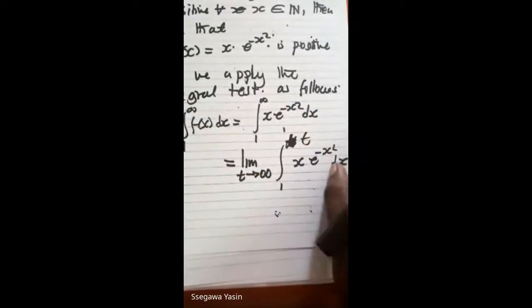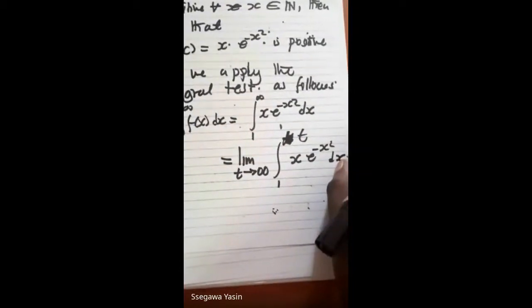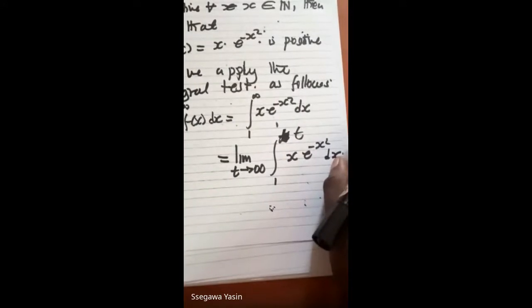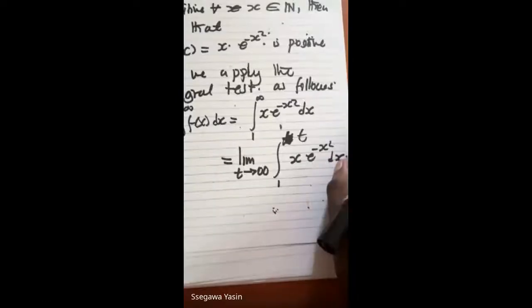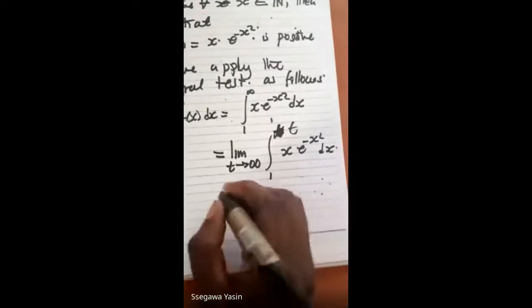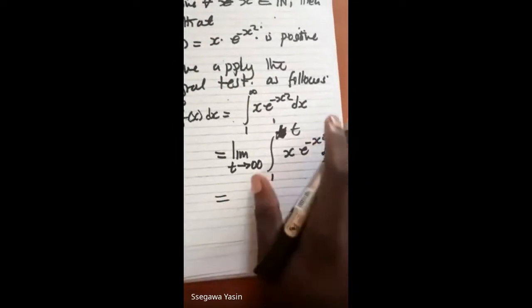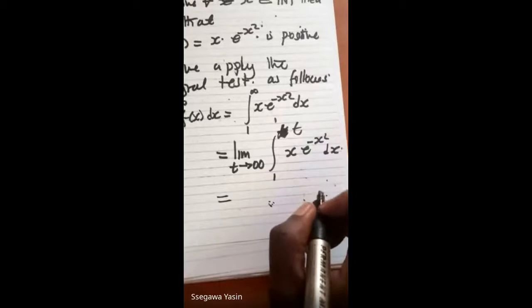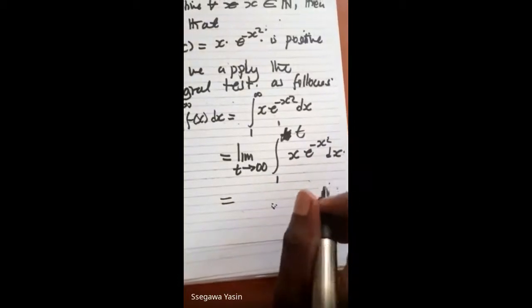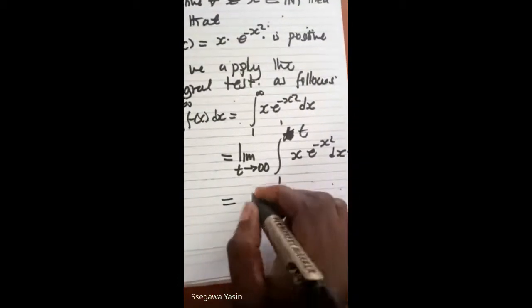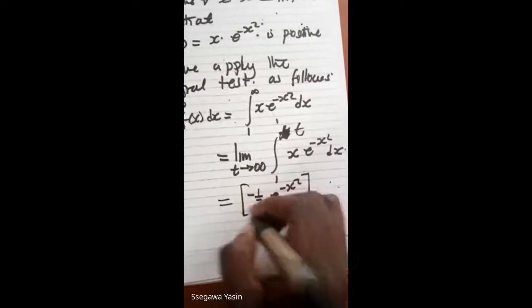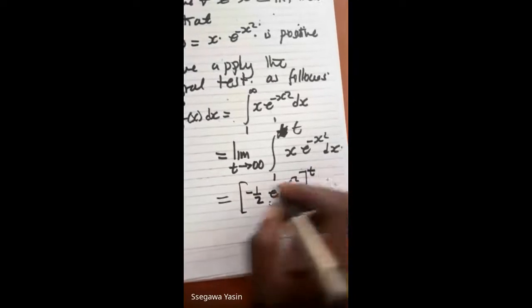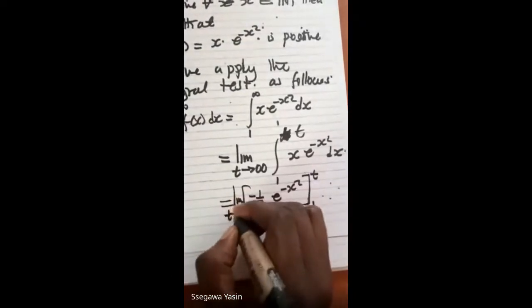So what do we get when we integrate this here? Which method are we using? The function and its derivative. Good. Meaning that if you are keen enough, the function and its derivative, you know it well. I think the answer will be negative half exponential negative x squared, from 1 to t, as the limit as t goes to infinity.